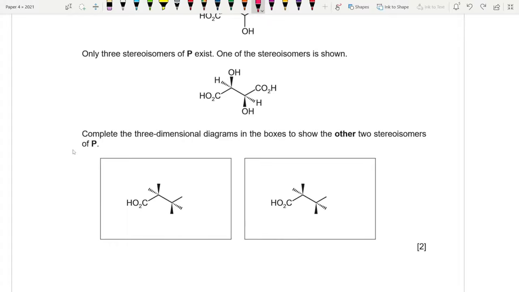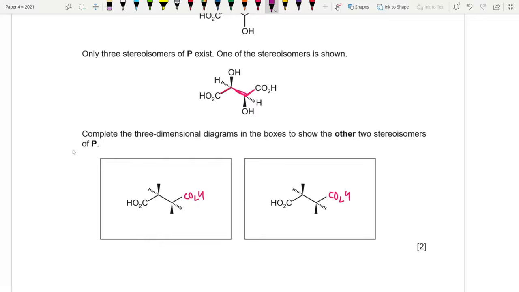To make things easier, I'm going to teach you a trick. What we can do is keep the COOH groups, the carboxyl groups, on the same plane. Understood? I've kept them on the same plane. This is the same plane. Now, let me try to make you understand how we can form an isomer. Stereoisomers.